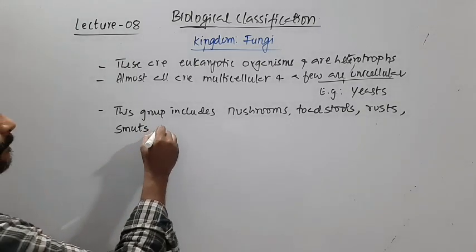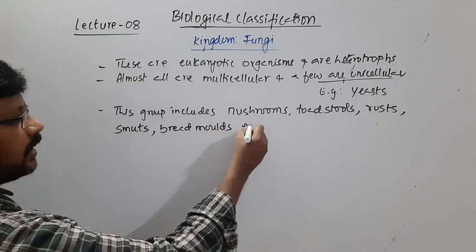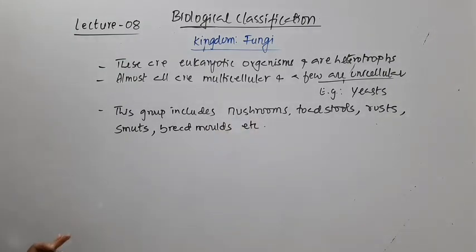Then bread molds, etc., are all different groups of fungi, right? So mushrooms, toadstools, rust, smuts, bread molds, and most of these are parasitic, and some of them cause diseases in plants and also in animals.